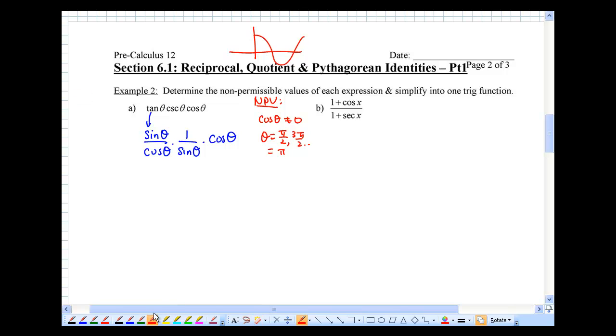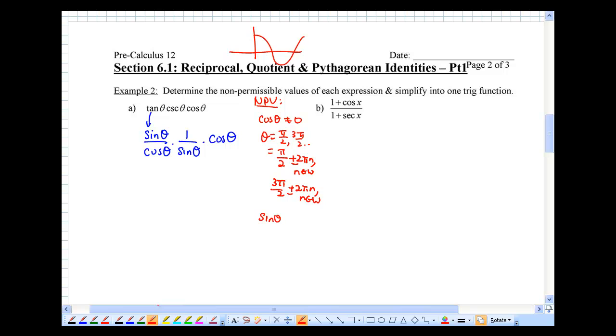So you can say something like this: pi over 2 plus 2 pi n, where n is a whole number, and 3 pi over 2. Remember, we have to write down plus or minus, I should say, if I'm using whole numbers. I have to actually write all the different possible values.